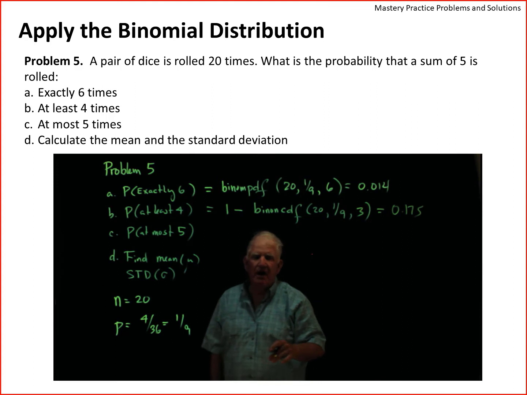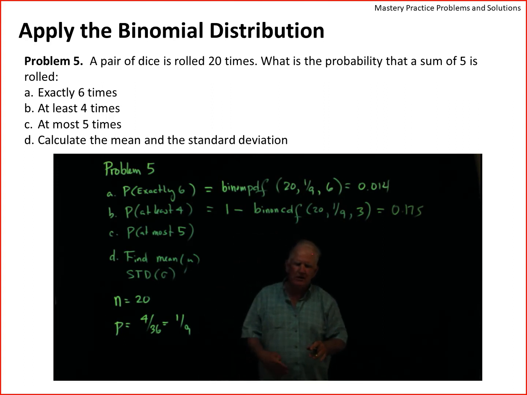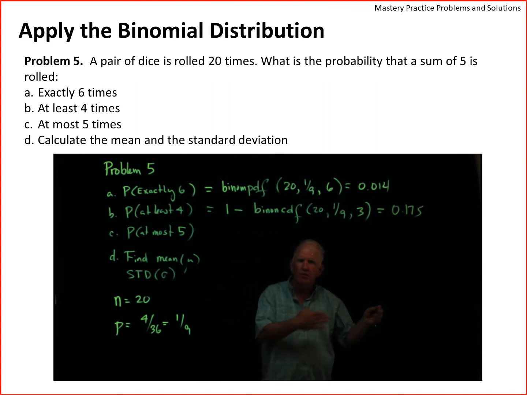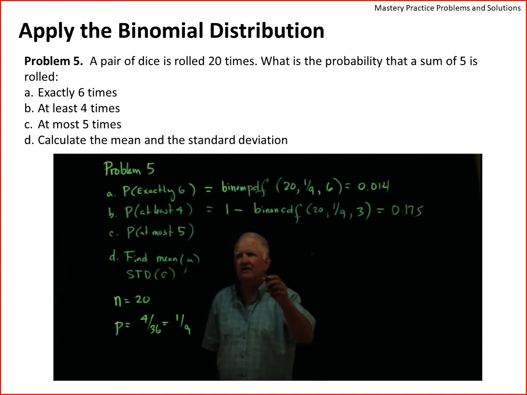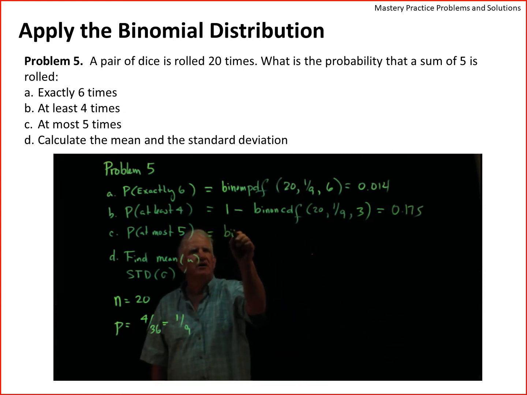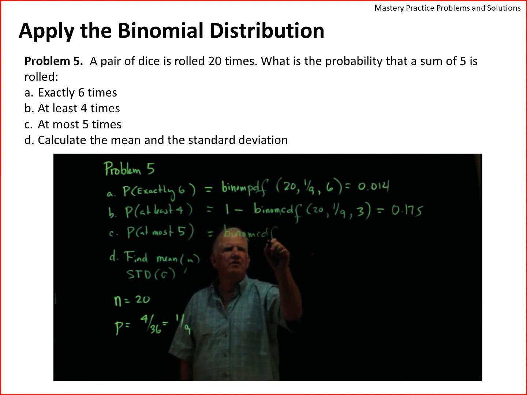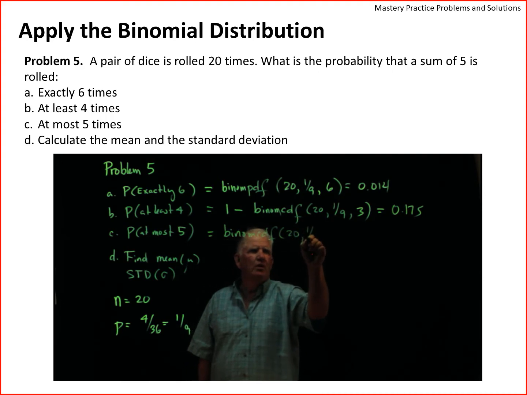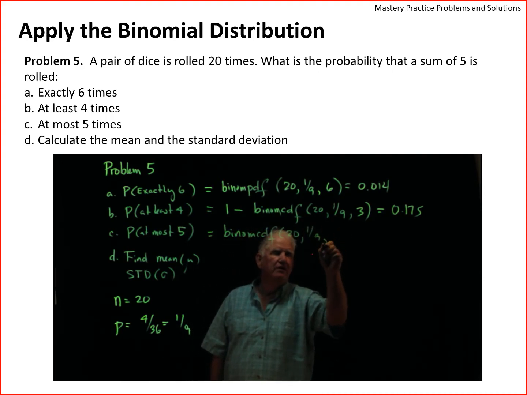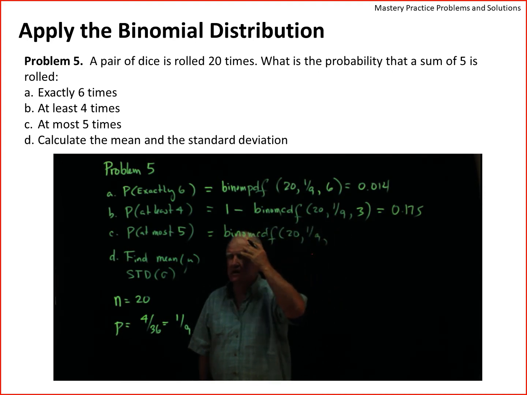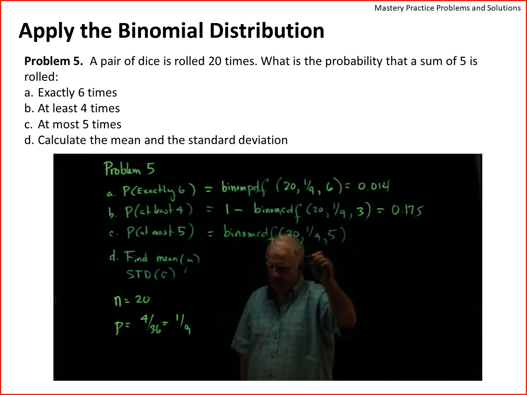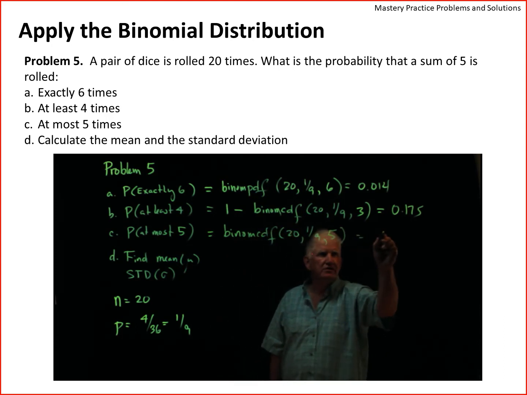At most 5, problem C, is 0, 1, 2, 3, 4, 5. Right? Not 6. 6 is not at most 5. 5 is. This is straight on binomial CDF 20, 1/9, and, I'm sorry, what did I say, 5. Okay, and that answer is 0.987.